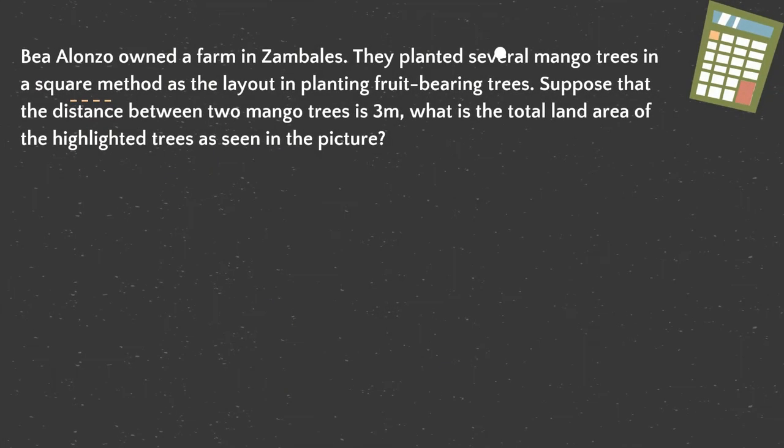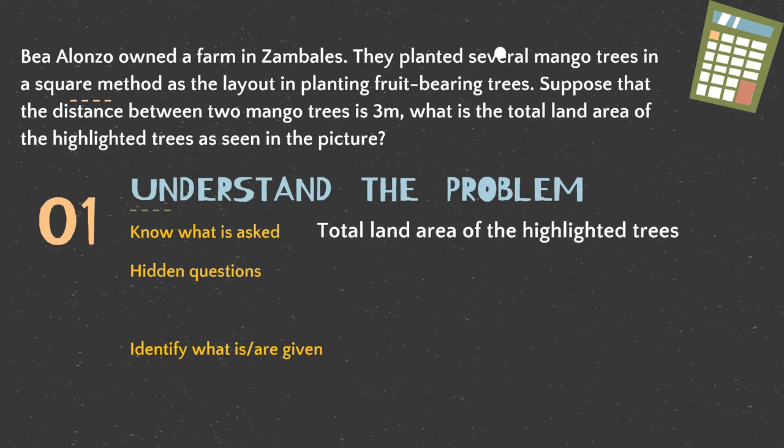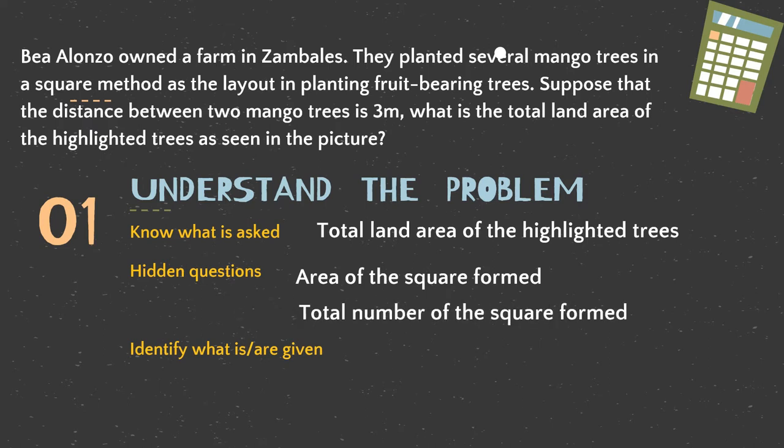Back to the problem, let us understand the problem by knowing what is asked, and hidden questions, and identifying what is or are given. In this problem, we are going to find the total land area of the highlighted trees. For us to be able to find the total land area, we are going to find also the area of the square lot formed and the total number of square lots formed. So the given to solve this problem is 3 meters, which is the distance between two mango trees.